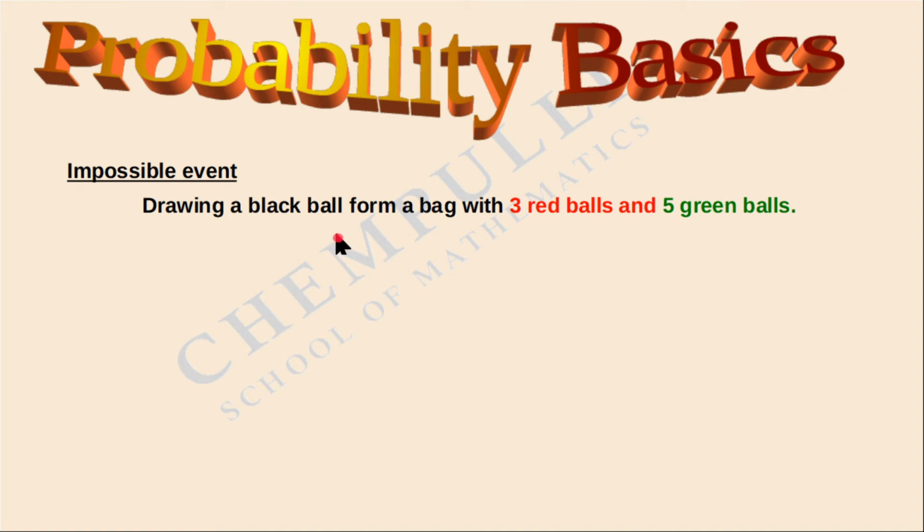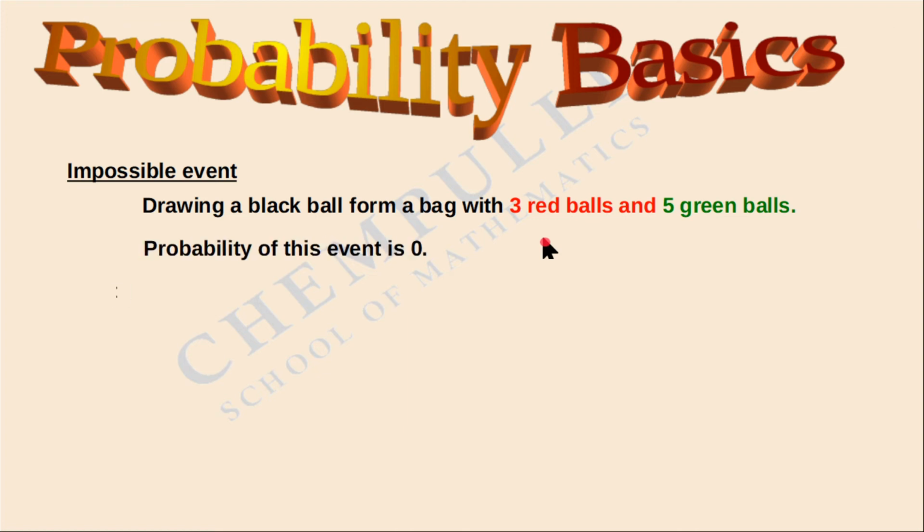That type of event is called which one? Impossible event. Because from here we can't take which ball? Black ball. Then that means that event is impossible. That means that chance is not there, because it is not possible. That type of event is called which one? Impossible event. In the impossible event case, the probability is 0. The probability of this event is 0.